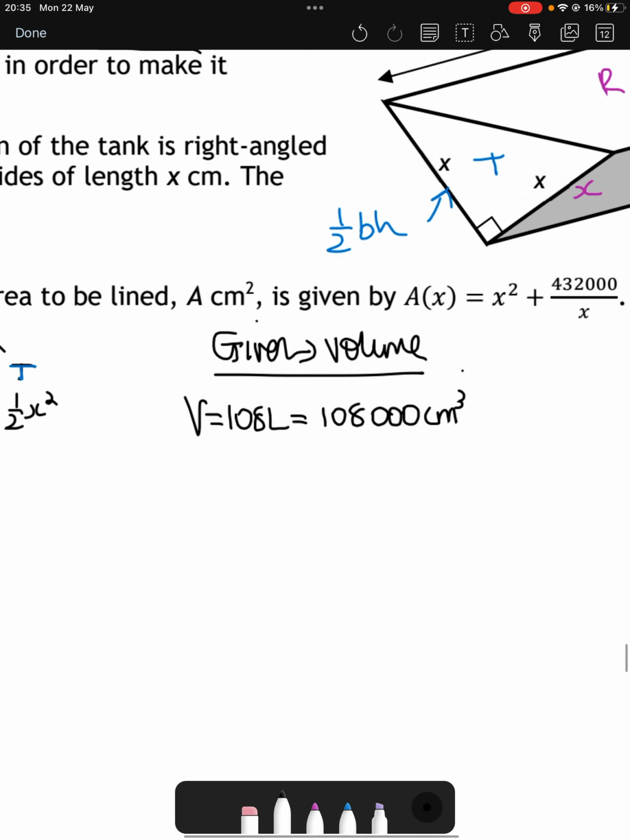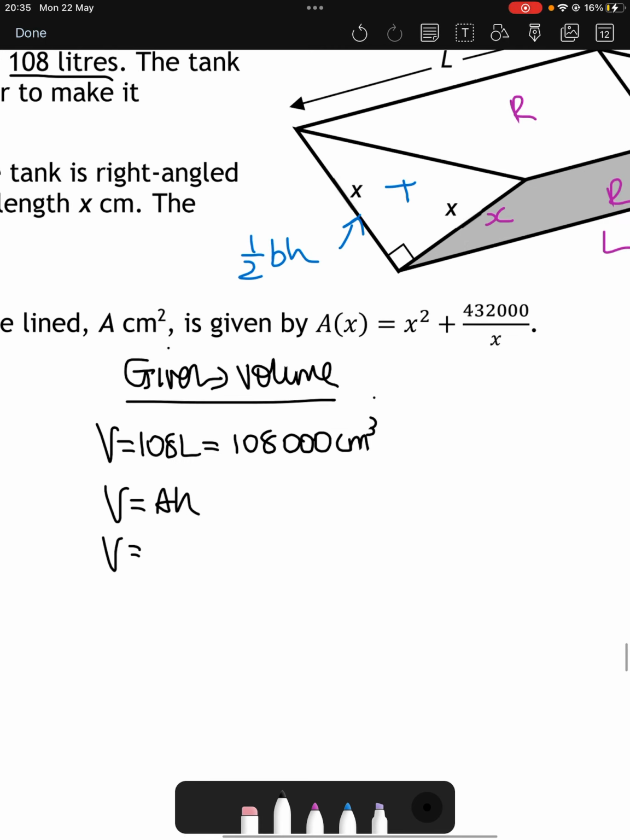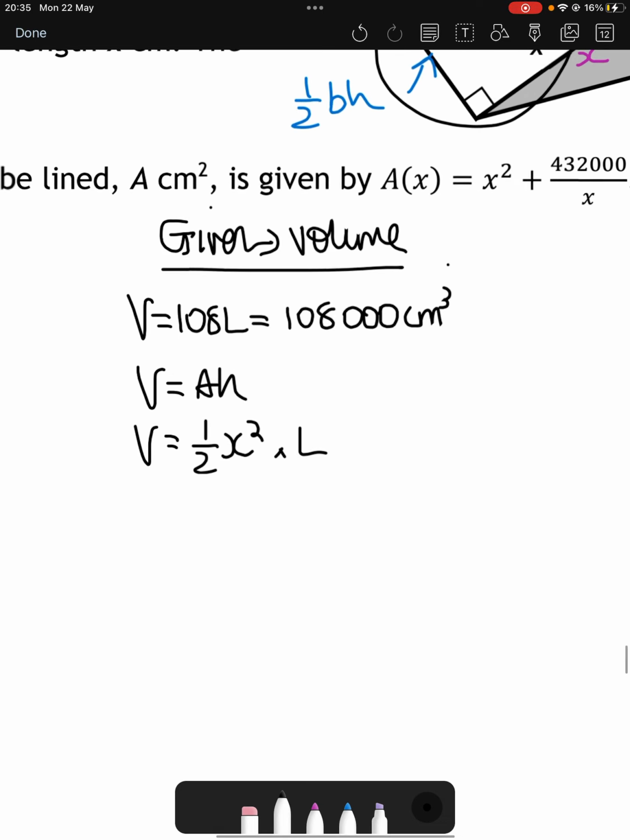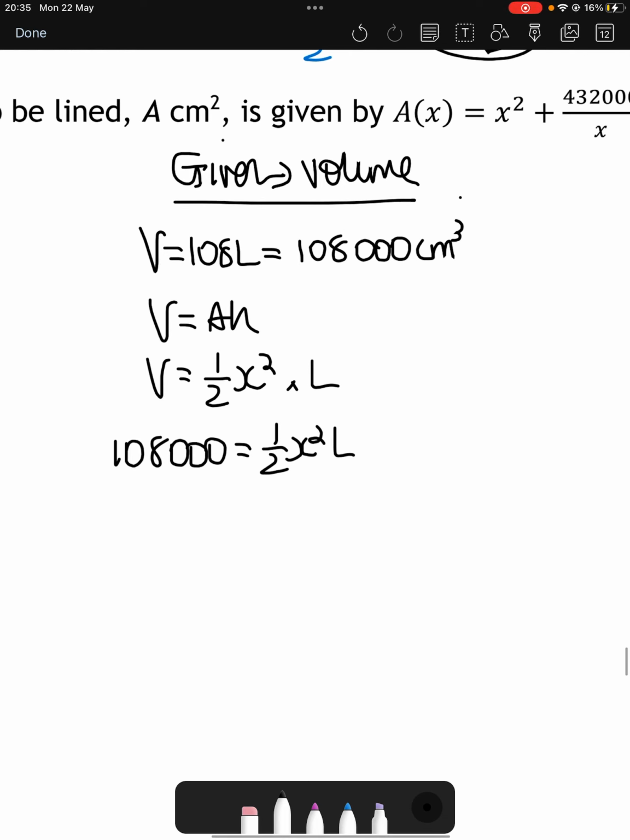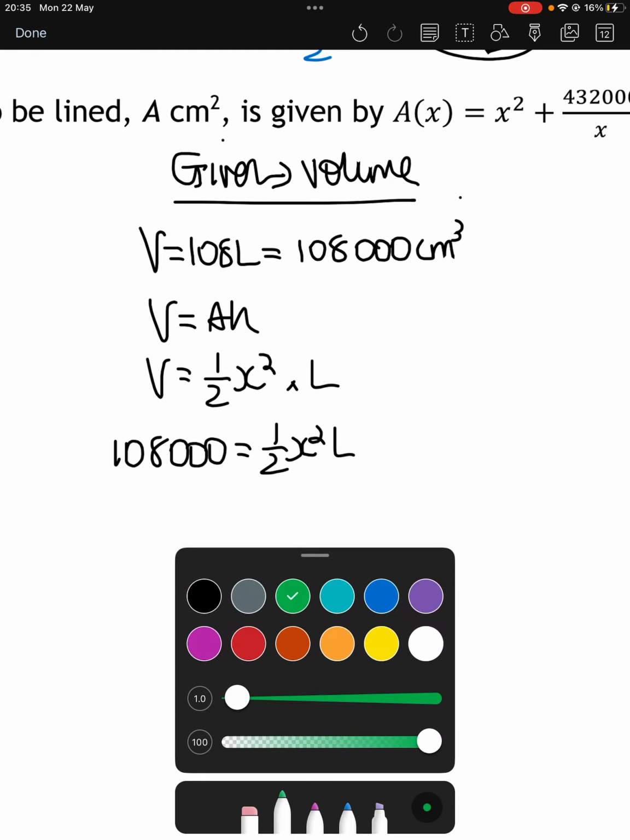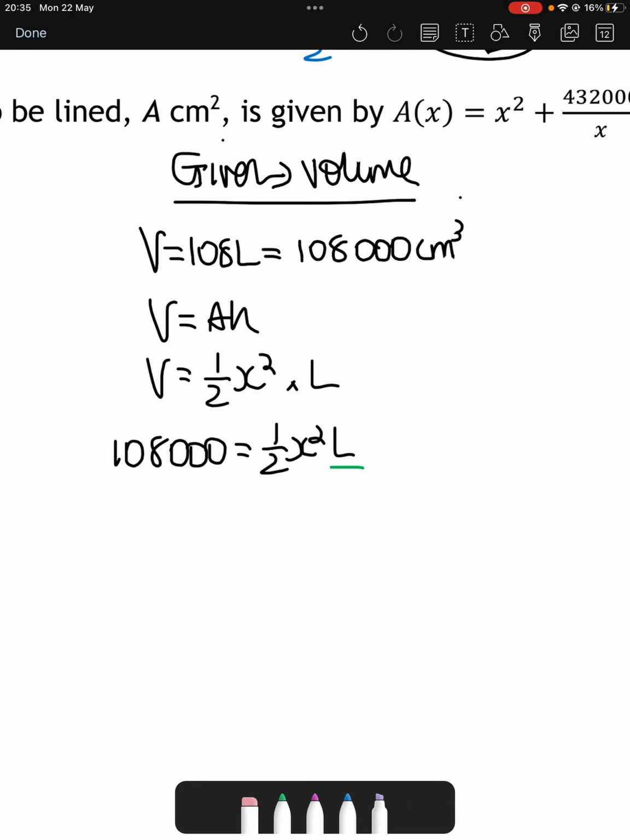What is the volume? Now, to get the volume of a prism is area times height. Okay, the area is the face at the front, which is your triangle. So a half x squared times by the height, which is the length, L in this case. Now we know the volume is 108,123. Now why have they told us this? Because we can get an expression for L. Okay, because if we know an expression for L, we're going to sub that in.